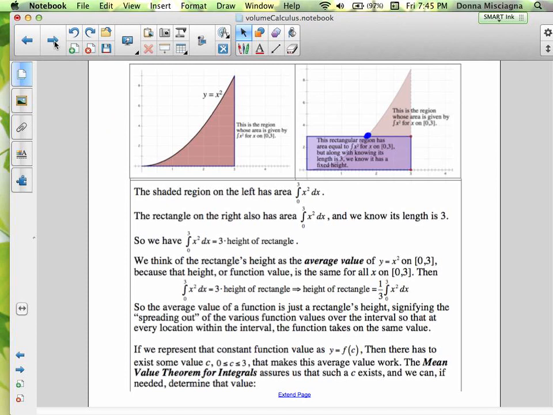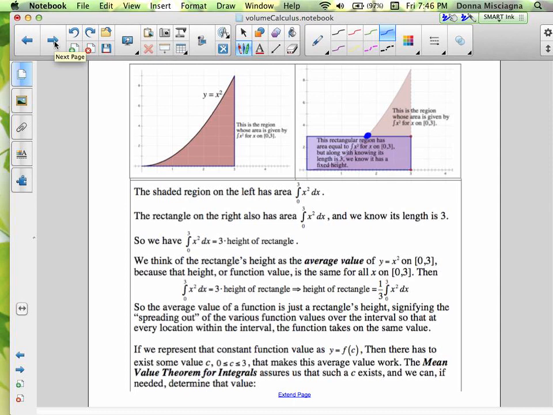The shaded region on the left has an area of the definite integral evaluated from 0 to 3 of x squared dx. Right? The change in x there, the interval is from 0 to 3. If we integrate, we're going to find the area under the curve, the total area for that. The rectangle on the right also has an area of the integral from 0 to 3 of x squared dx.